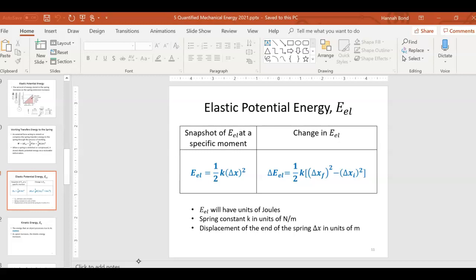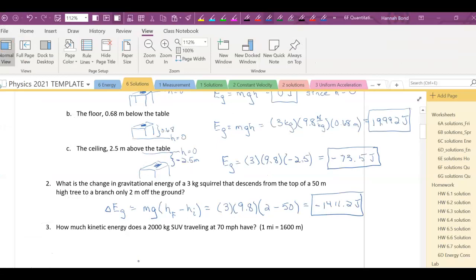And we have seen in previous worksheets, sometimes we could talk about a change in elastic potential energy. Perhaps you had an initial displacement of the spring, but then you changed that displacement. You stretched it further or compressed it further. And if you wanted to talk about the change in the elastic potential energy, it would be equal to 1/2 times the spring constant times the final displacement squared minus the initial displacement squared. Let's go look and calculate a couple of elastic potential energies.